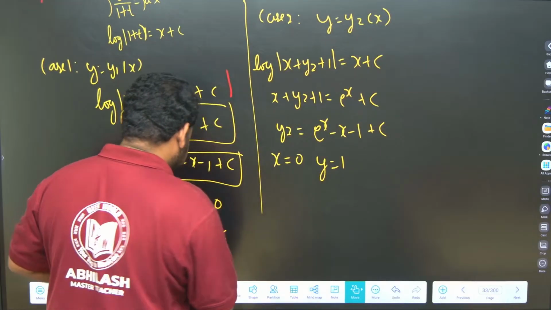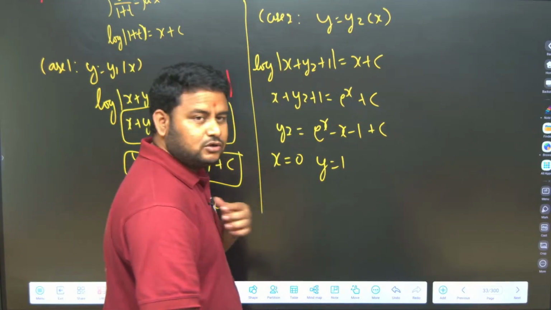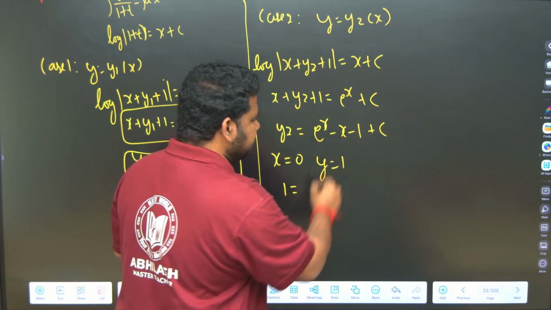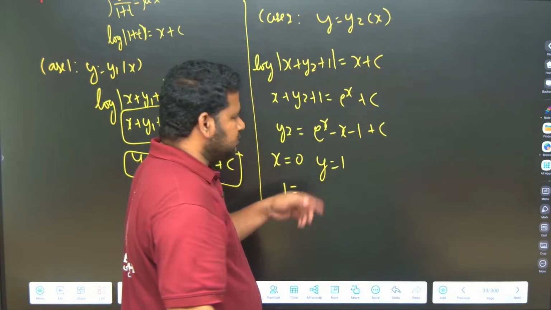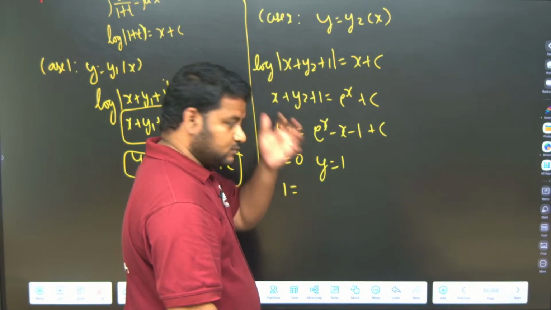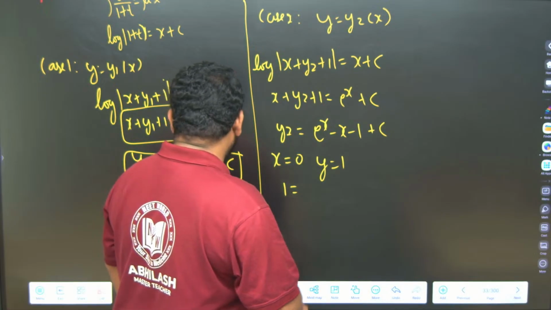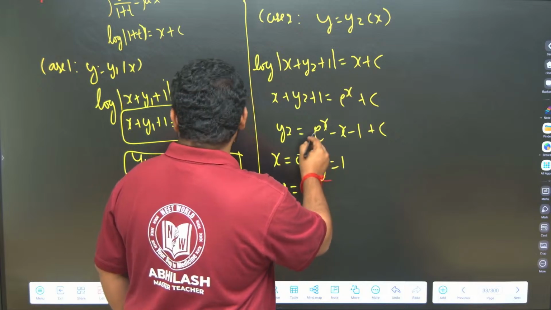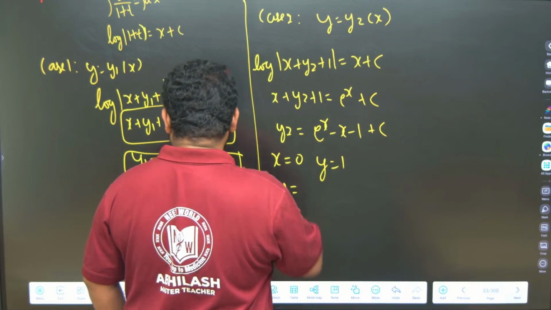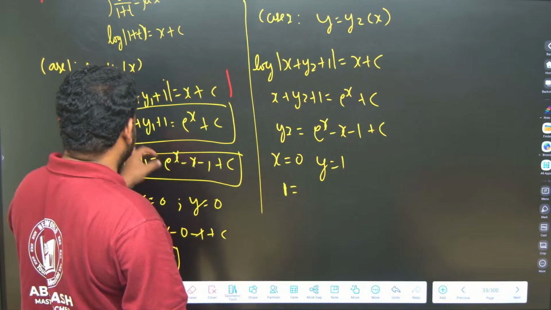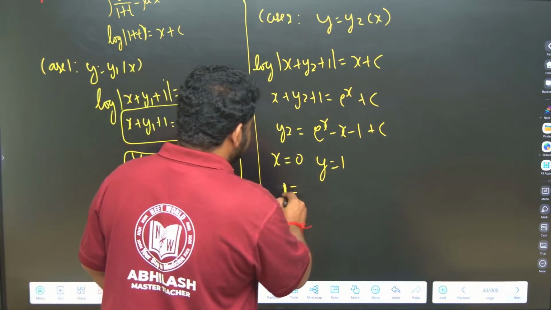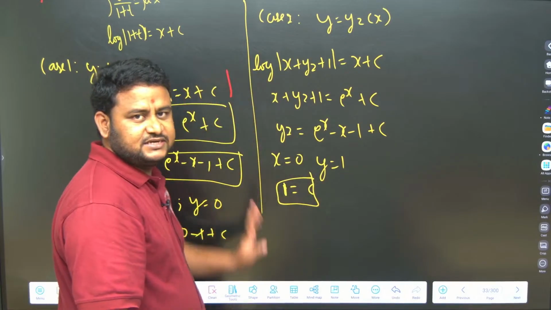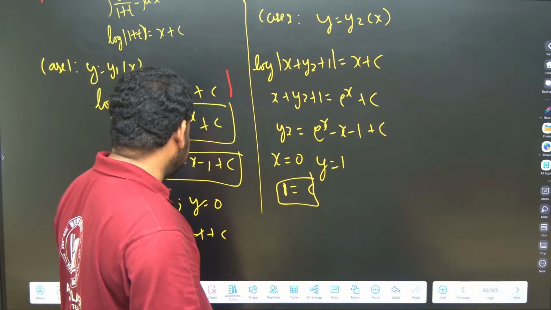So observe carefully. x is equal to 0 I have to put, so y will become 1. That is, 1 equals e power 0, which is 1, minus 1 is 0, so c will become equal to 1. We got c is equal to 1.